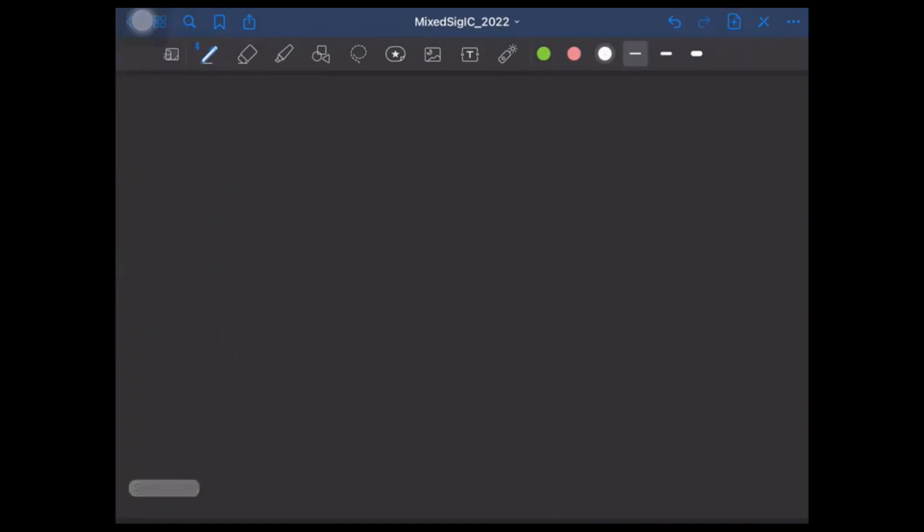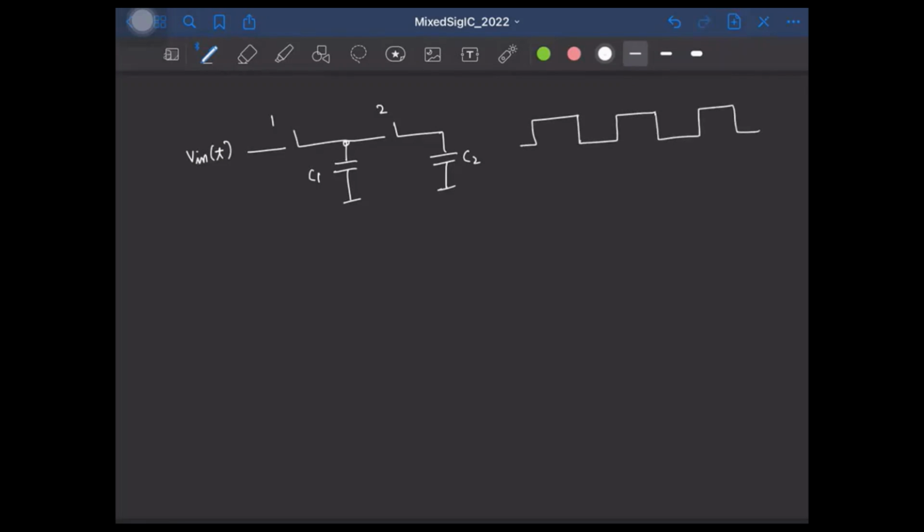Before concluding, let's take a look at a small example so that you get an idea as to how to solve and analyze such switched capacitor circuits. So let's say this is the circuit we have. We have input voltage V in of t. It's connected to a capacitor C1 like this. This is phi 1 and phi 2. Let's say we have one more capacitor C2. And let's say my clock is looking like this. And this is phi 1, phi 2, and so on.